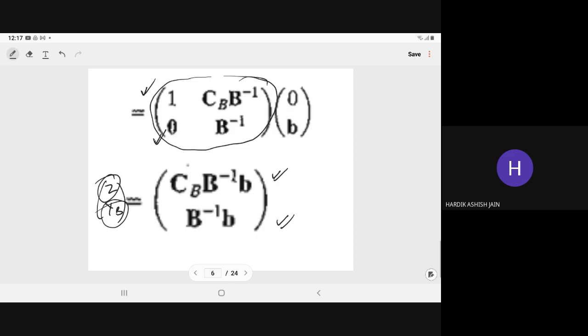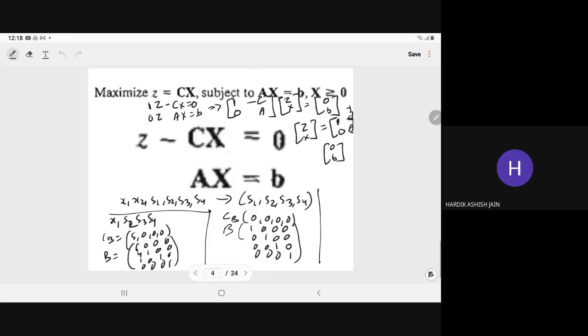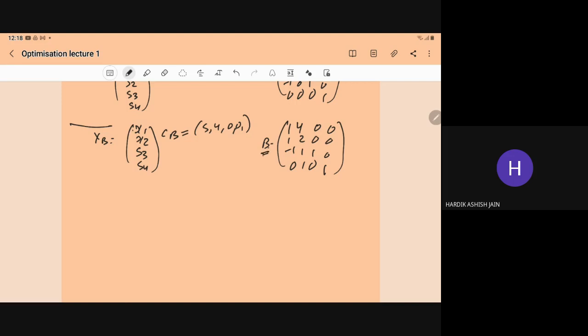What is the capital B? What is the small b? Small b, bold capital B. Sir, everything is clear, but can you please repeat what is capital B? Capital B is the basis. Basis means it is the coefficient column corresponding to the basic variable. All right, understood, sir. Thank you, sir.